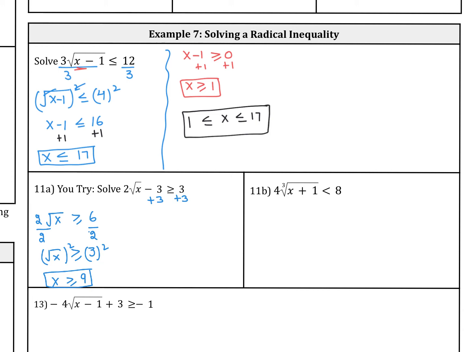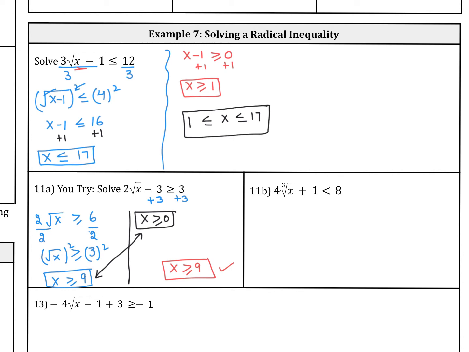The constraint is that inside the radical symbol, the value x should be greater than or equal to 0. So x should be greater than or equal to 0 and x is greater than or equal to 9. When you combine those two relations, the final answer is x is greater than or equal to 9. Only this answer, because if x is greater than or equal to 9, then it's automatically true that x is greater than or equal to 0. So the answer is x is greater than or equal to 9.